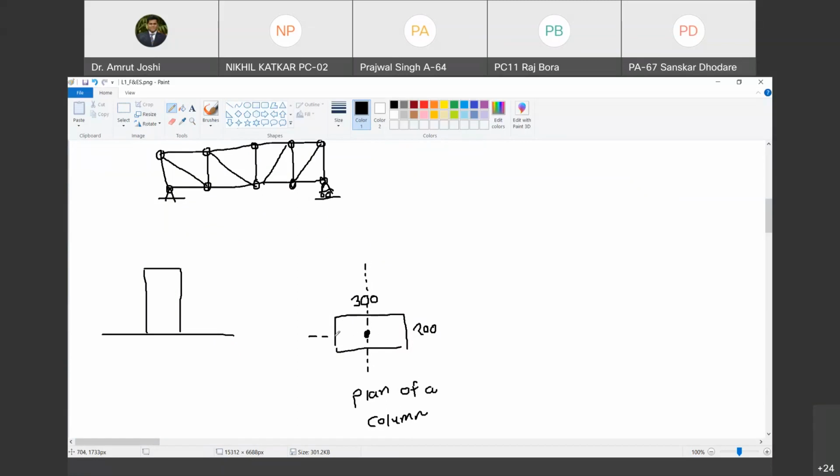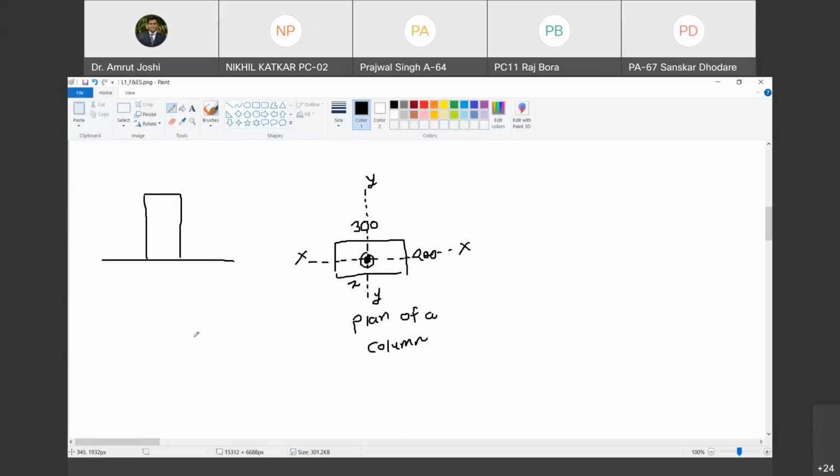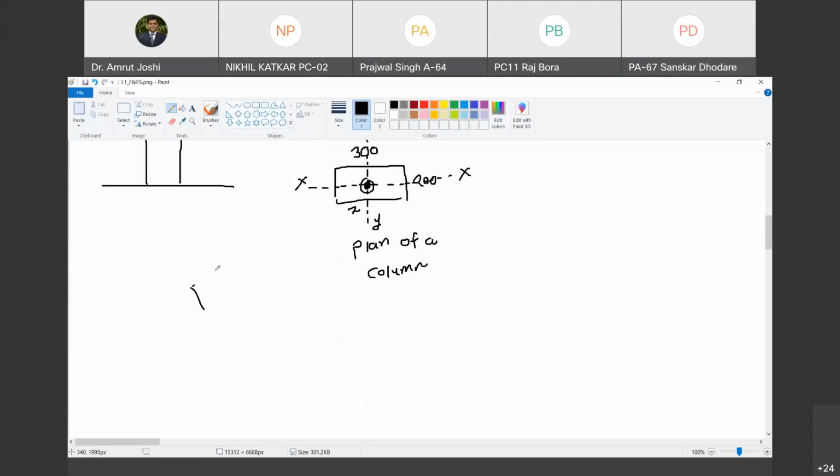And I am going to draw two axes. One axis I am going to call axis XX. Another axis I am going to call axis YY. The axis perpendicular to the plane of the board along the length of the column, I am going to name as Z. Are you with me? Yes, sir. So if I were to draw a 3D view of this column, it looks something like this.